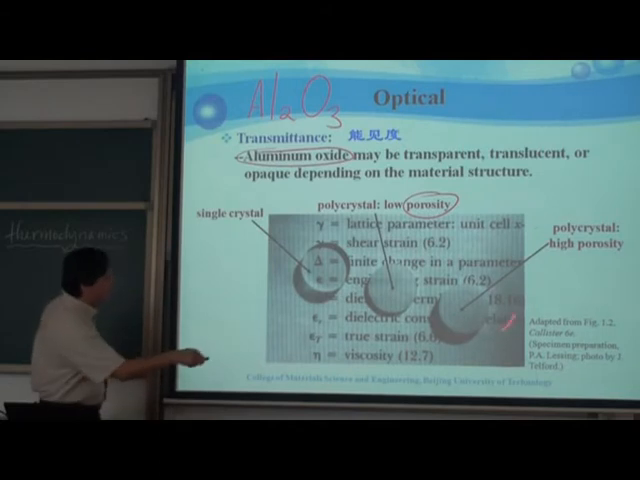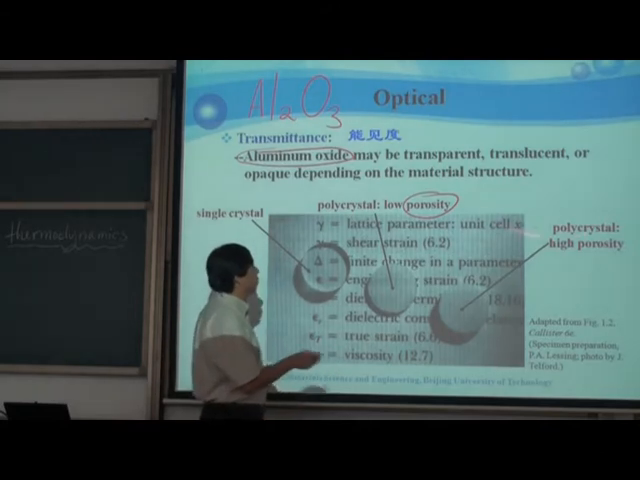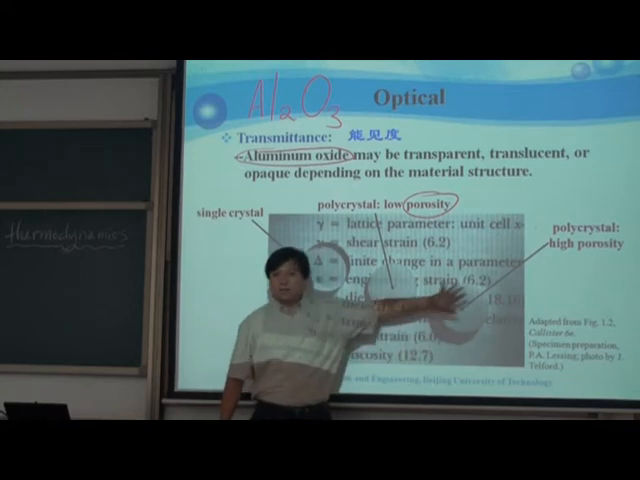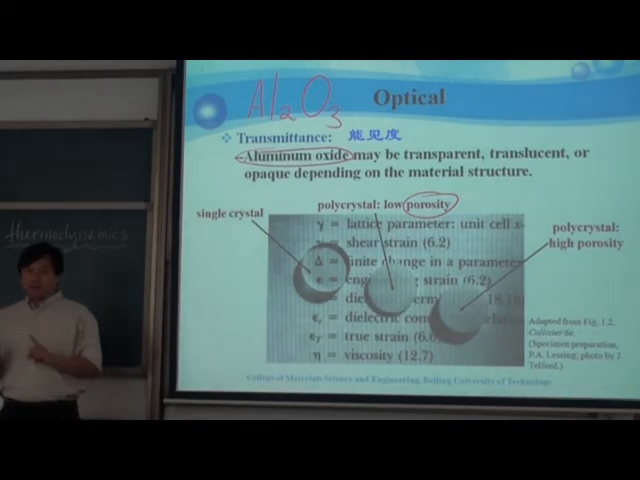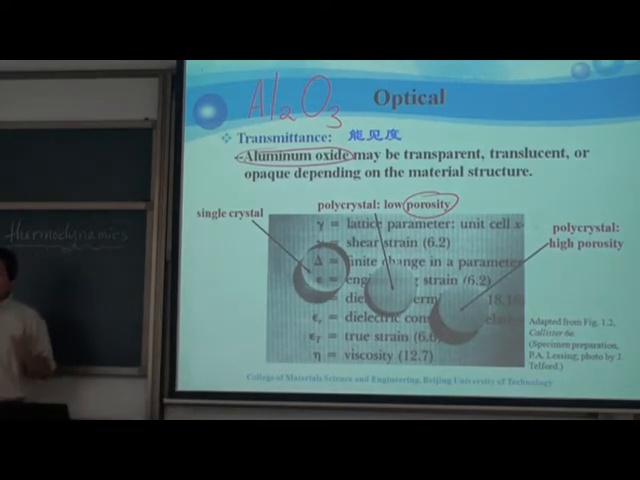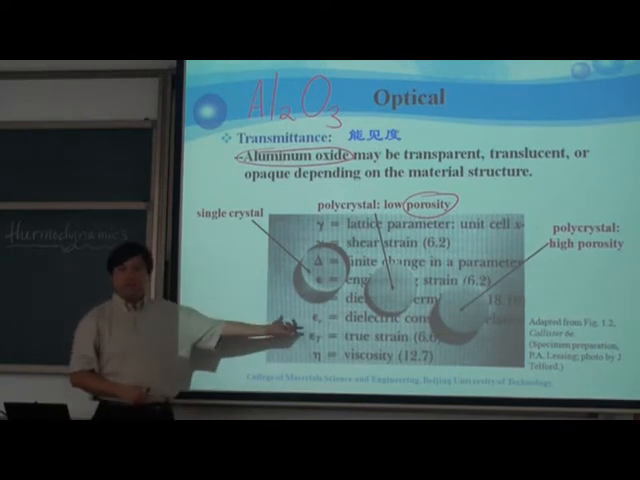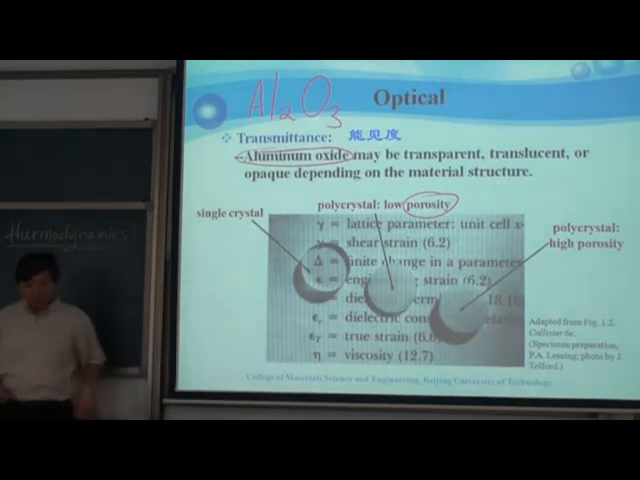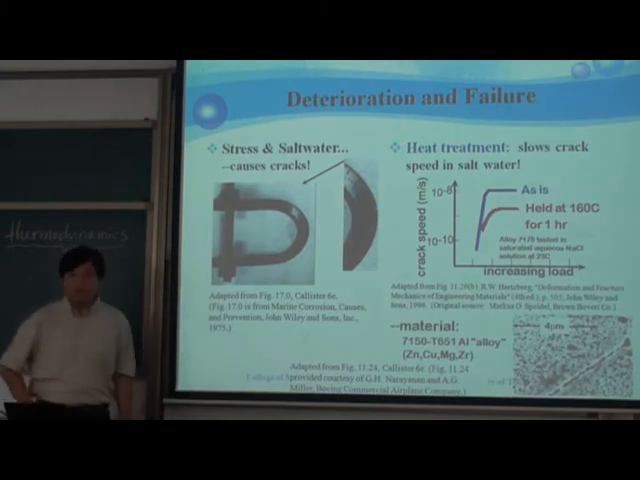Now if you have a lot of porosity, a very high porosity level, this is a polycrystal. In these 2 cases, your material is totally opaque, you just cannot see through. So by changing the processing, you'll be able to change properties. Exactly the same material, exactly the same chemical composition, you can make different properties by changing the processing. Now, also one thing we need to talk about: deterioration and failure.